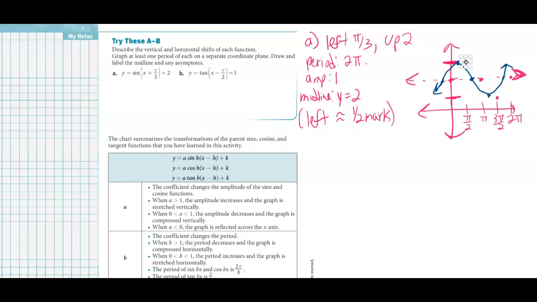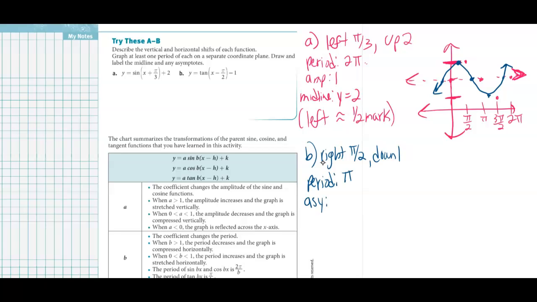So I'm going to show you B also. So B, we've got this minus pi over 2, so it's going right pi over 2, and then down 1. So what's going on here? The period is still pi, it's tangent. B is 1. There is no amplitude for tangent.